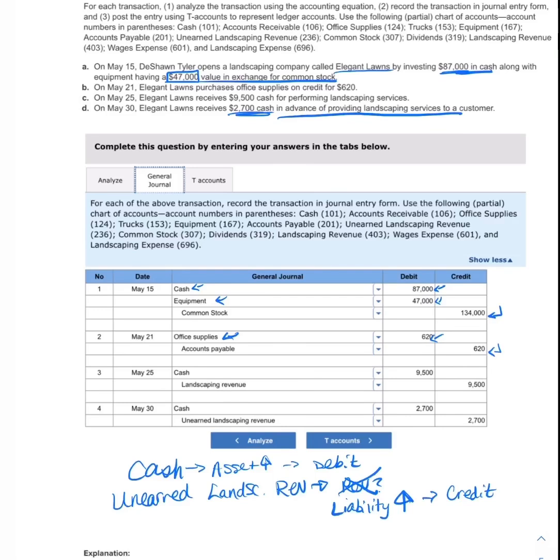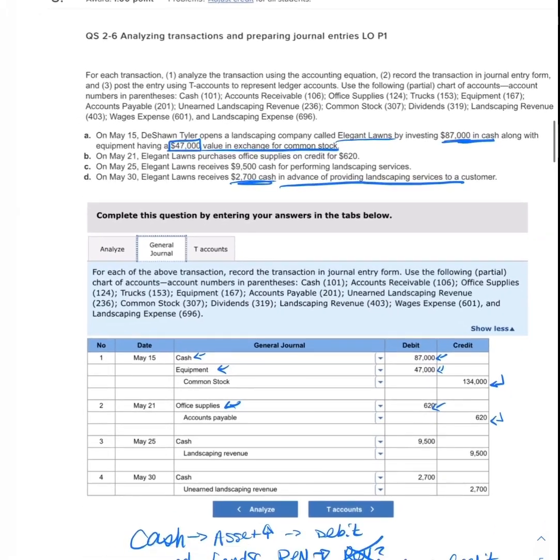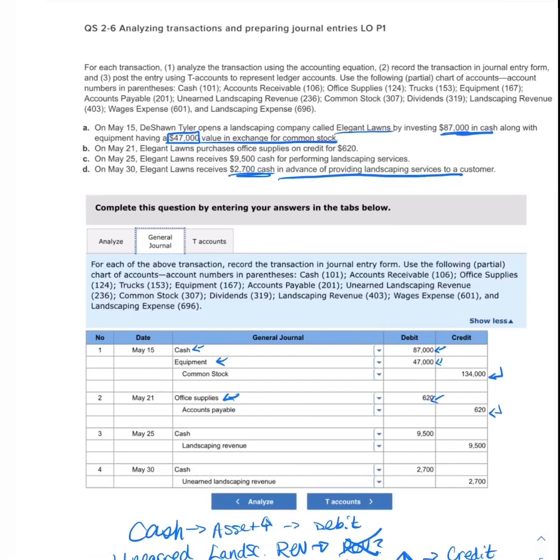Because unearned landscaping revenue is a liability. And liabilities go on the balance sheet. But a revenue account is revenue. And revenues go on the income statement. So you can see that you would very quickly be assigning this to the wrong financial statement if you were unable to identify what type of account this is properly. So make sure you're able to do so.